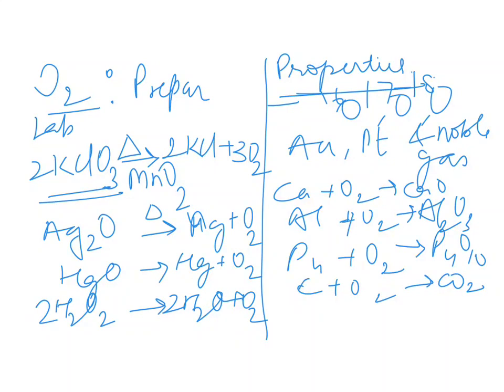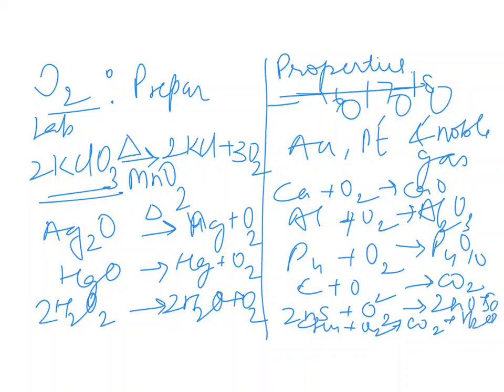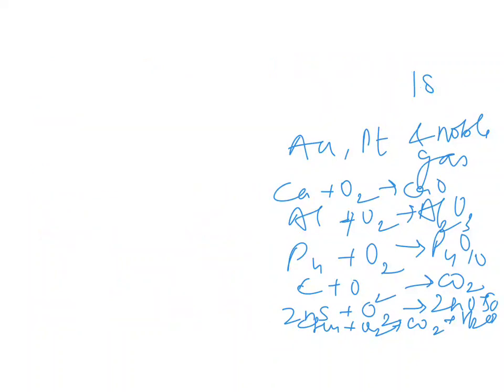Then some of the compounds of the metals like ZnS, if it reacts with oxygen it will form ZnO plus SO2. If CH4 reacts with oxygen it will form CO2 plus H2O and so on. So these are some of the reactions of the metals and the non-metals.